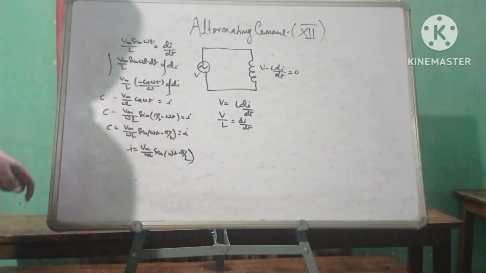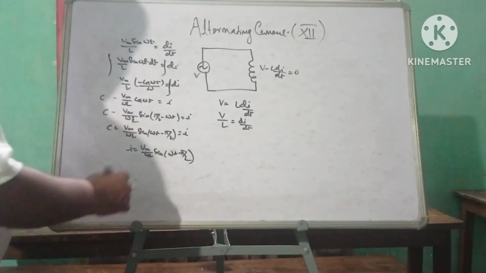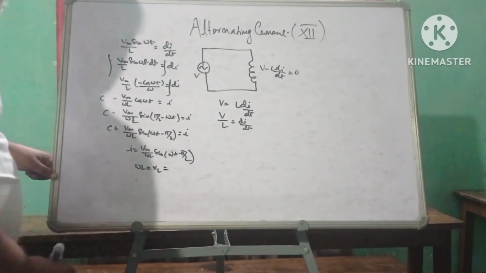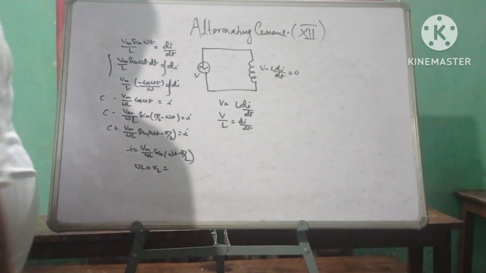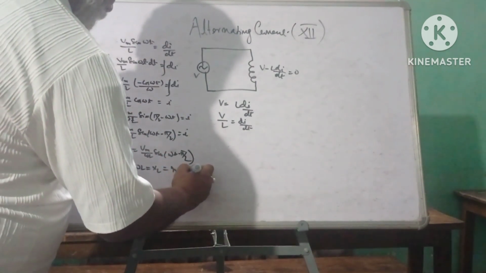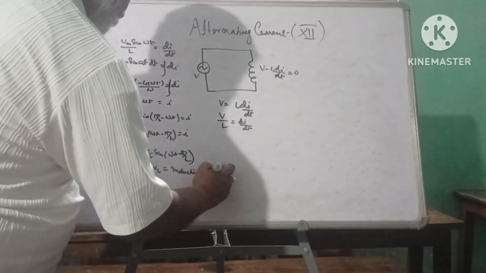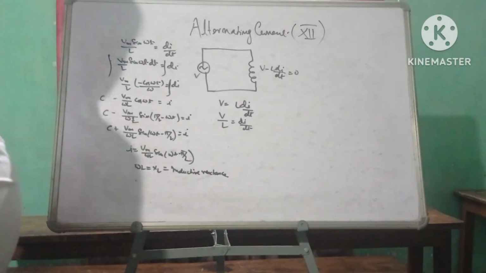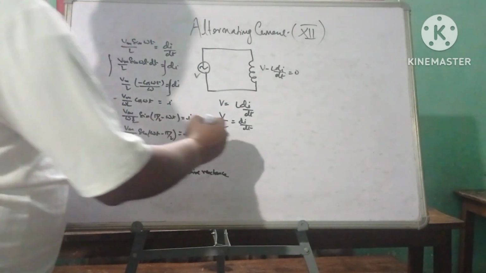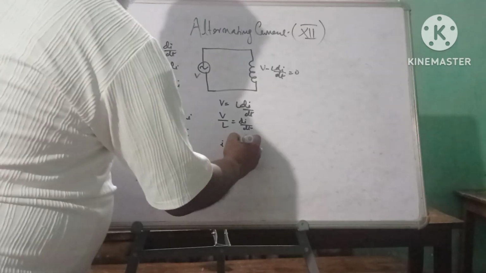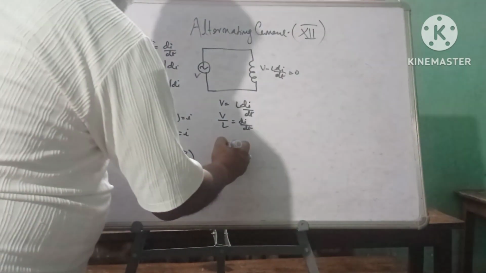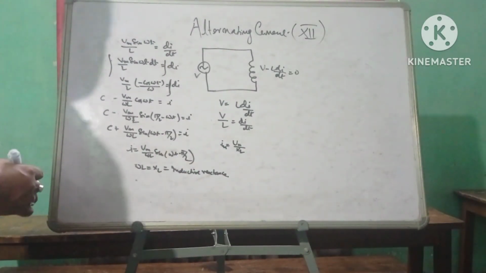Here omega L is equal to XL, and this is called inductive reactance. So here this is called XL, inductive reactance. So here your Im is equal to Vm by XL.